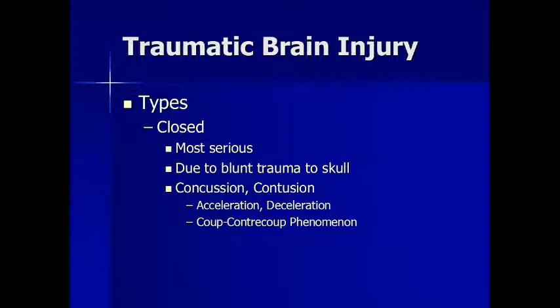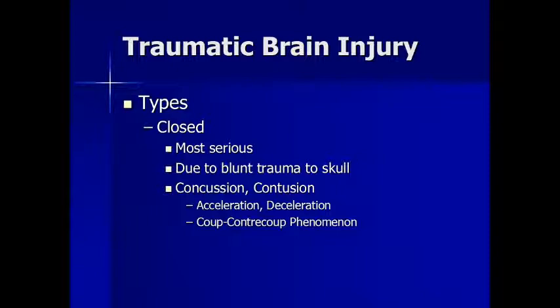A contusion is considered a moderate to severe traumatic brain injury. A contusion is defined as bruising of the brain. Contusions can also be classified into 3 types: due to an acceleration injury, a deceleration injury, or a coup contre coup phenomenon.